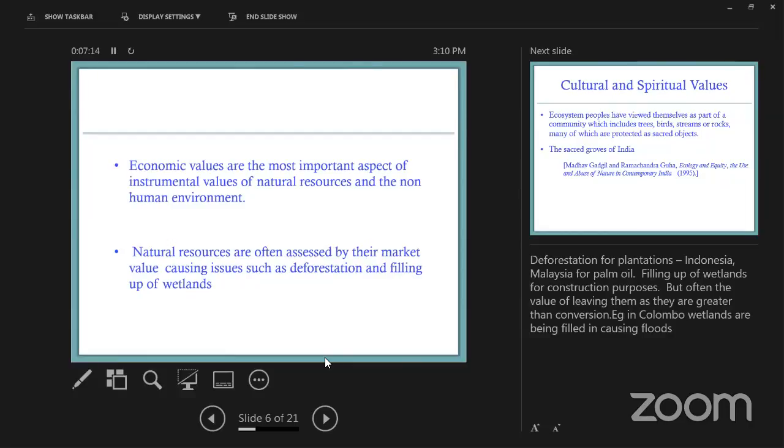And the cost of those floods is far greater than the economic value of converting those wetlands for some other purpose. So if the economic assessment had been done, it would have been found that actually the wetlands have more marketable and economic value as wetlands rather than as being filled up for construction purposes, which is usually the reason why they are being filled up.